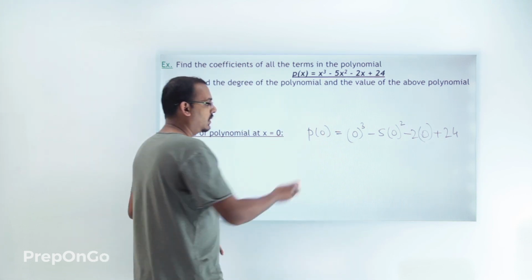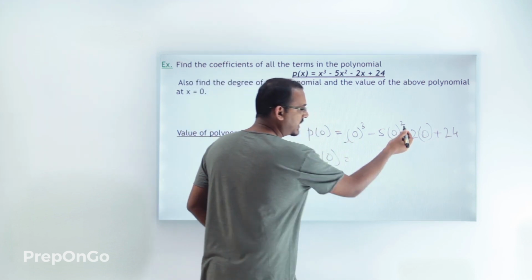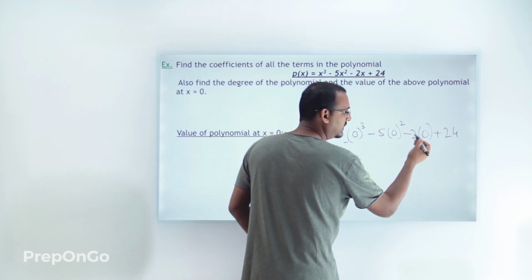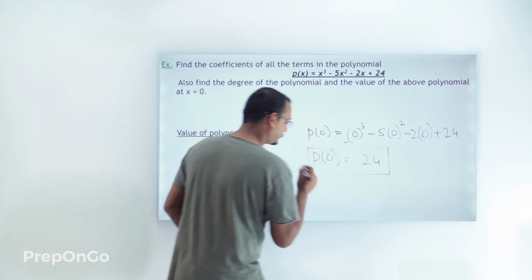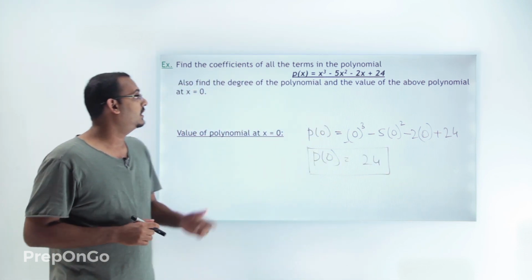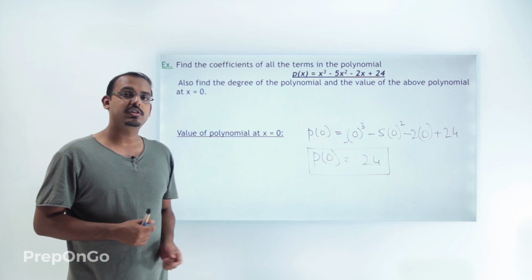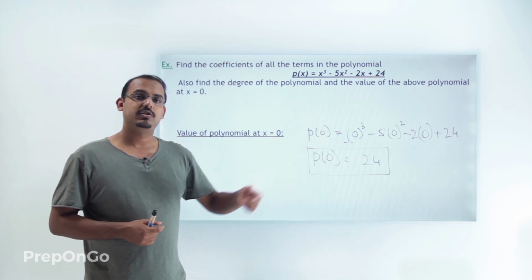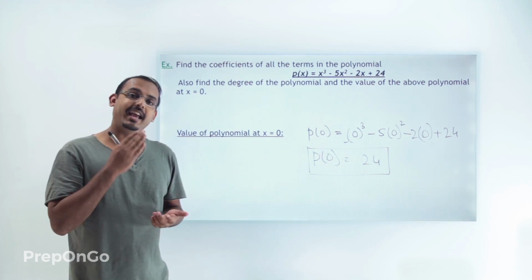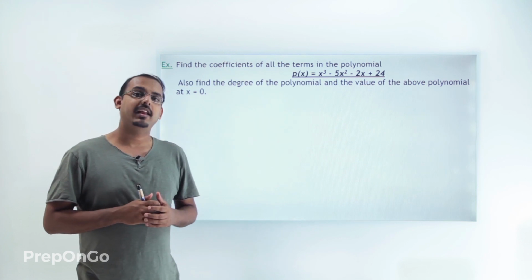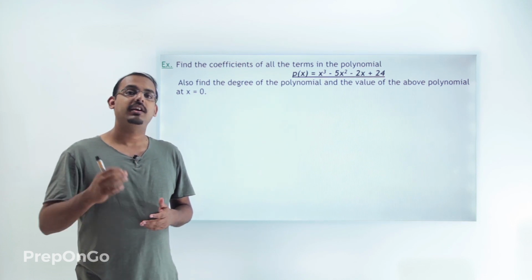Now if we solve this, we get the value of p(0) as follows. This term becomes 0, this term again becomes 0 because 5 into 0 is 0, this term again becomes 0, so the only term left is 24. So the value of the polynomial p(x) equals x cube minus 5x square minus 2x plus 24 at x equals 0 becomes p(0) equals 24. So this is how we calculate the value of any given polynomial at any given value of x, or any given value of the variable.